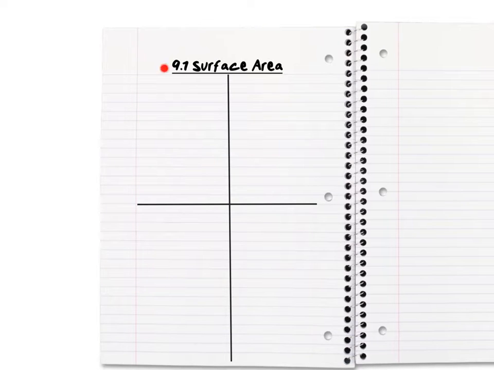Hello, this is lesson 9.1 surface area. So write the title at the top of your page, split your paper into 4 sections, and make sure you have different colors to use. In this video, I use black, blue, red, and green. Go ahead and continue when you're ready.